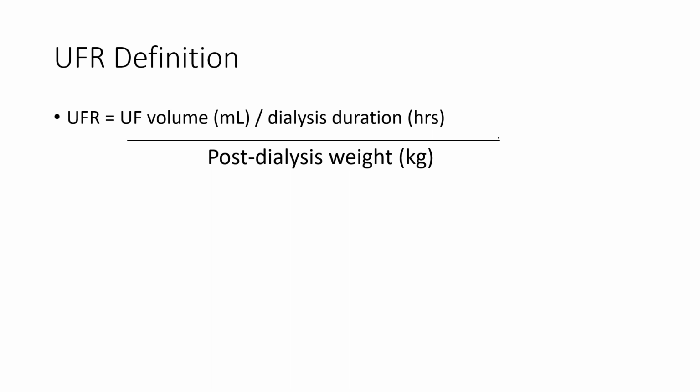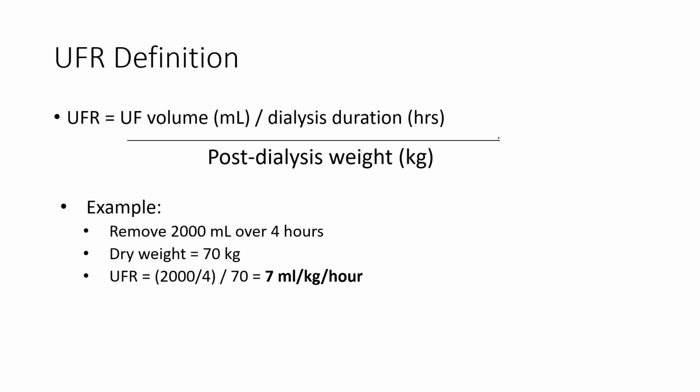Speaking of ultrafiltration rate, this is one of the most critical aspects of volume management in the dialysis population. It refers to the rate at which fluid is removed over the course of the treatment. Specifically, it's defined as the volume of fluid divided by the duration of dialysis, and that's standardized per the weight of the patient. So for example, if we remove 2 liters over 4 hours, we're removing 500 mL per hour. And if you divide that by the weight of the patient, that's going to be 7 mL per kilogram per hour.